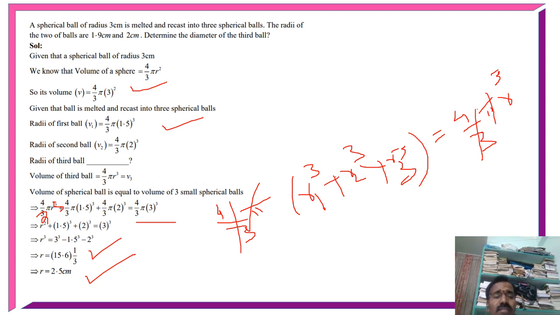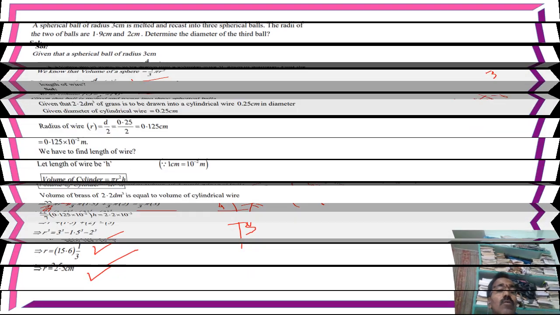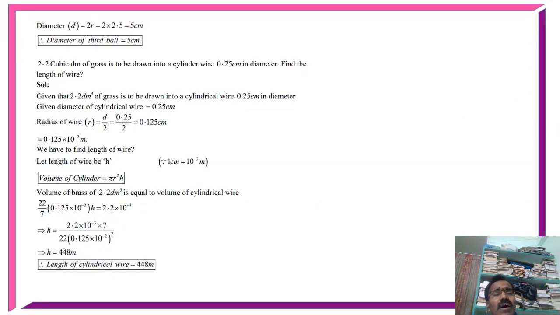Let us go with the next problem. So the diameter they ask: 2 into 2.5, that is 5 centimeters. A glass is to be drawn into a cylindrical wire of diameter 0.25 centimeters. Find the length of the wire.